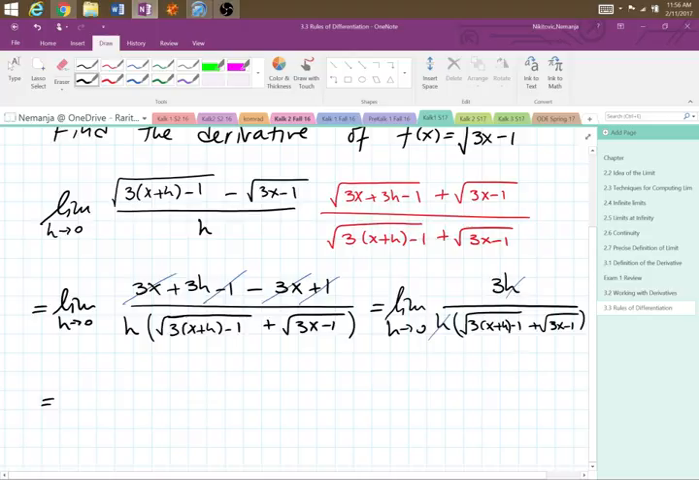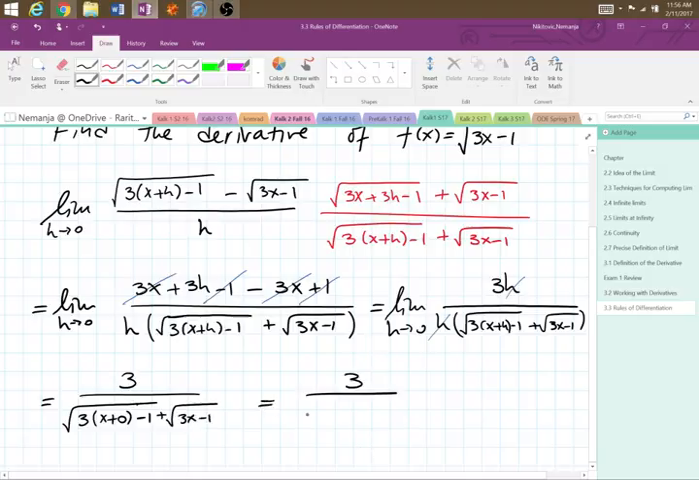So we have 3 divided by the square root of 3x plus 0 minus 1, plus the square root of 3x minus 1, which is, dare I say, clearly 2 square roots of 3x minus 1.